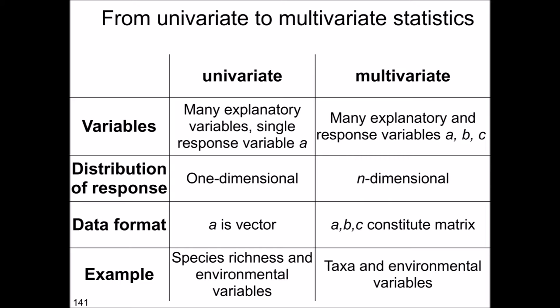In the multivariate course, this is different. We have many explanatory variables, or potentially many. We can also have just one explanatory variable or grouping variable, and we have many response variables. For example, we have the response variables A, B, and C that are combined to a matrix. So the distribution is n-dimensional, and an example is the response of taxa to environmental variables that can be assessed.